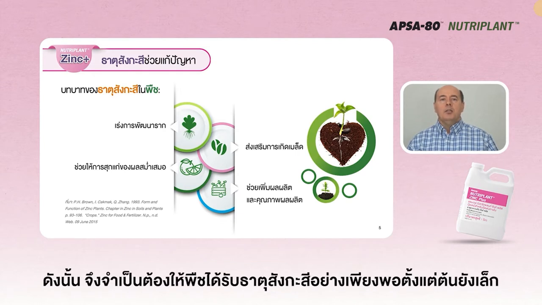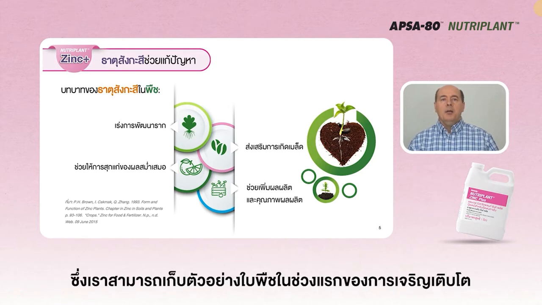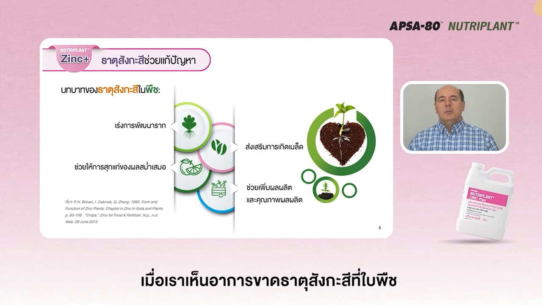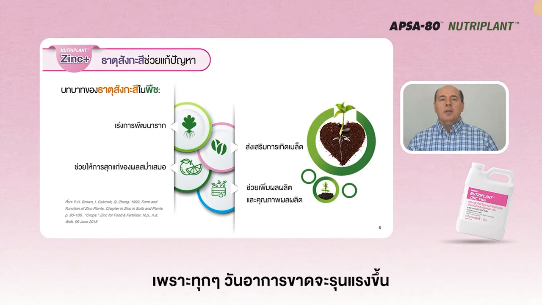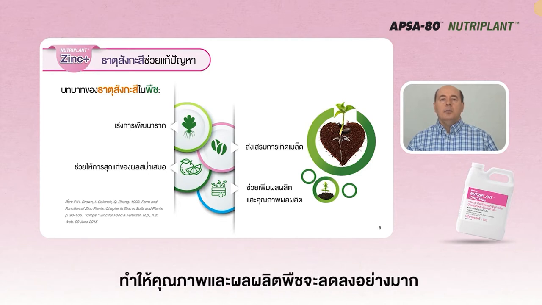So we have to make sure that we provide zinc early in the growing season. Don't wait with the application. Maybe collect leaf samples early during the growing season for nutrient analysis. When you see visual effects of the nutrient deficiency, it's already late. With every day of deficiency, the yield and the quality will be reduced.